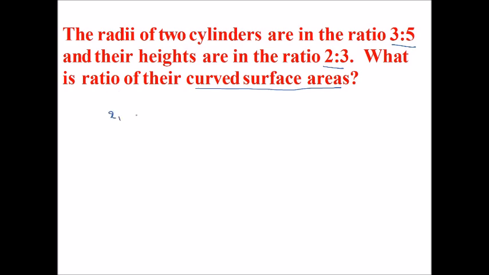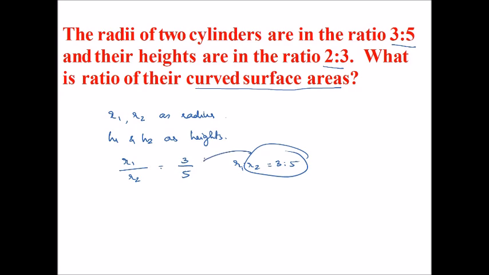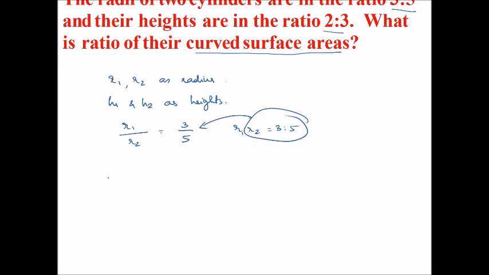So we will take R1 and R2 as radius and H1 and H2 as heights. Now it's given that R1 divided by R2 is equal to 3/5. That is, R1 is to R2 is equal to 3:5. That's the given, which will convert into this. Also given that H1 divided by H2 is equal to 2/3. These both are given in the question itself.